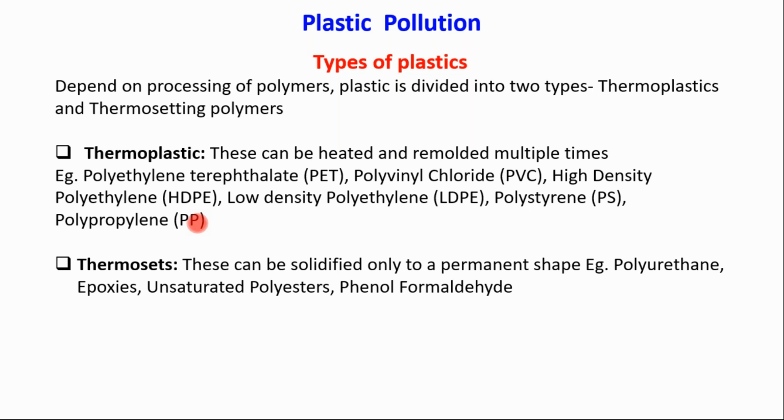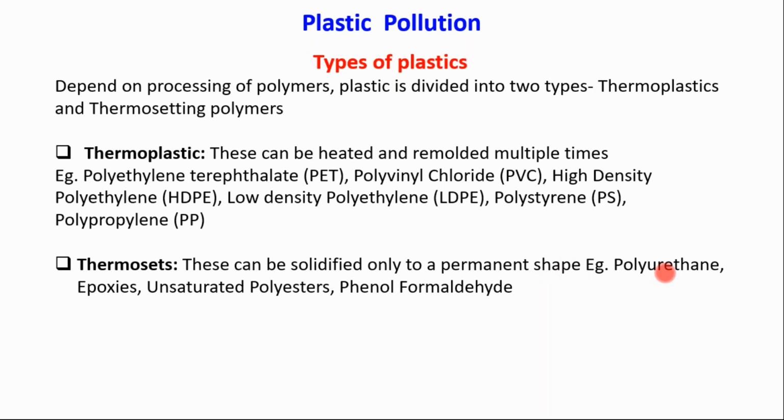Then there is another type of plastic that is called thermosets. This can be solidified only to a permanent shape. So it can't be remolded multiple times like thermoplastics. So it is a permanent shape. The solidification is a permanent process for these types of plastic. That is why it is called thermosets. So it is permanently set for that particular shape.